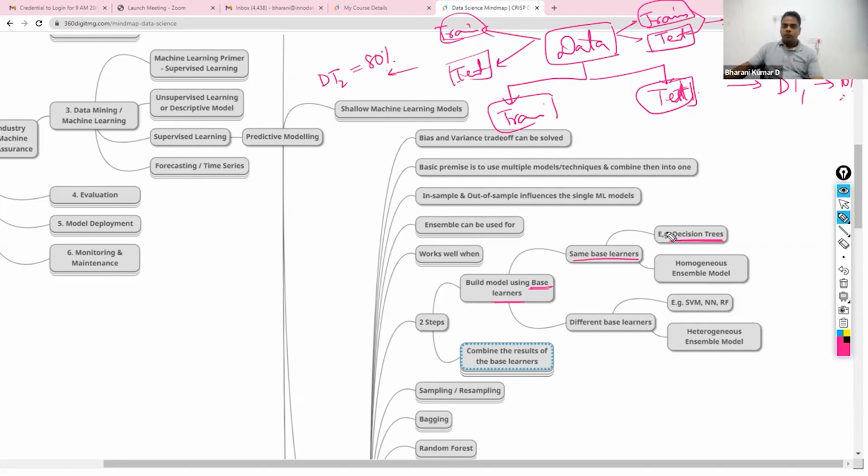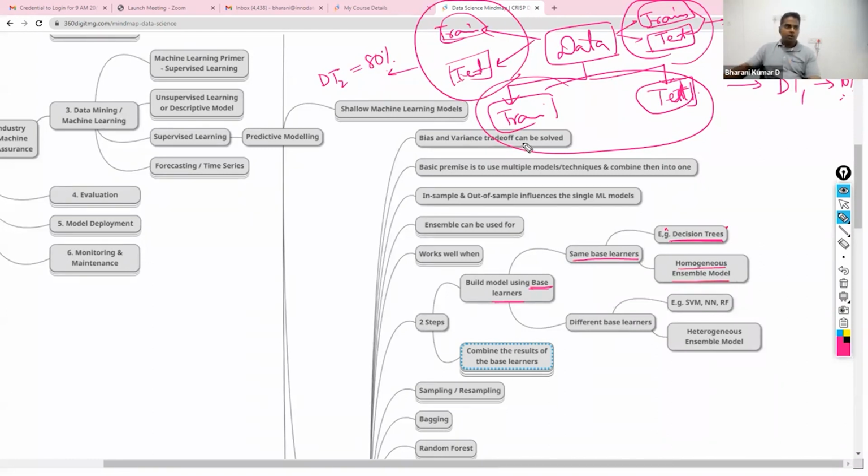Okay. If you use the same algorithm throughout, it can be decision tree algorithm only, it can be KNN algorithm, it can be any other algorithm. If you use the same algorithm to train on each and every split, then it's called as homogeneous ensemble model.